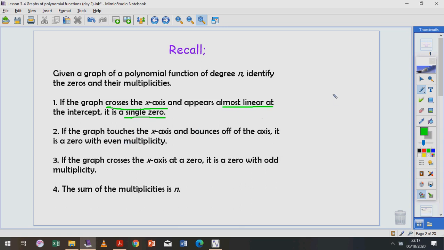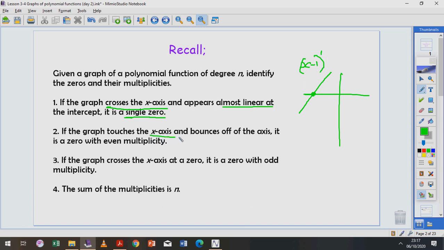What that means is if it crosses the x-axis and it appears linear, then it has a single zero, or its multiplicity is just 1, because it crosses the x-axis at just one point. And it's a single zero because, just like I've been saying, if for example that value is -1, then the multiplicity will be 1.